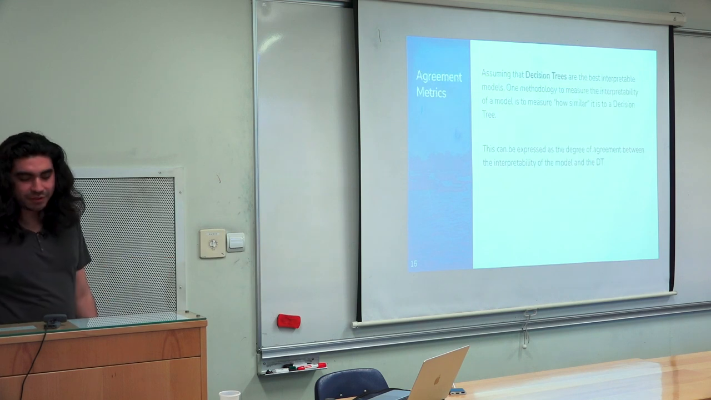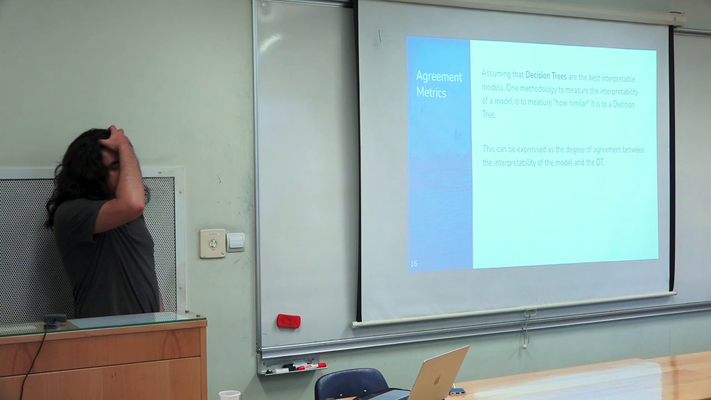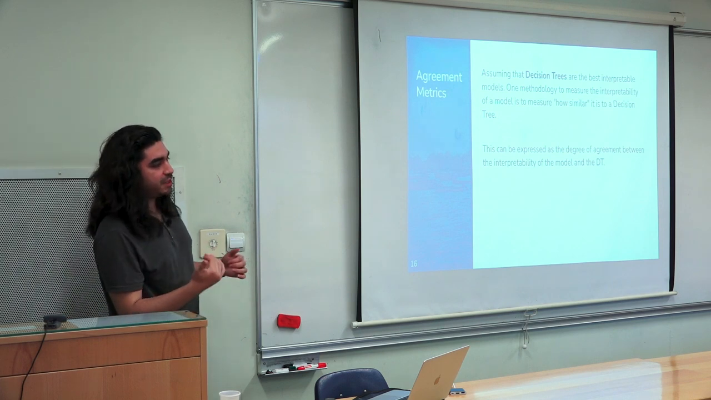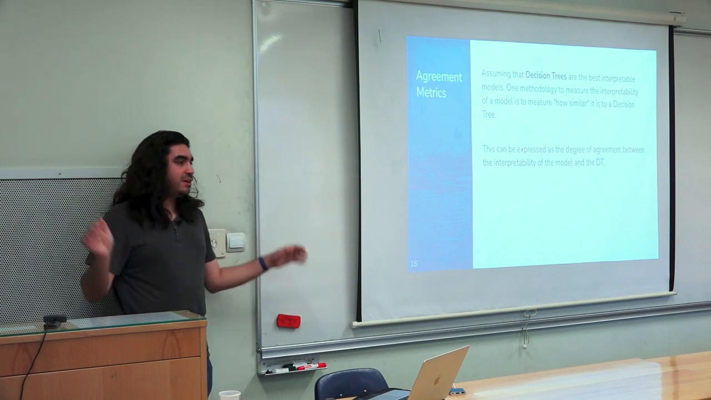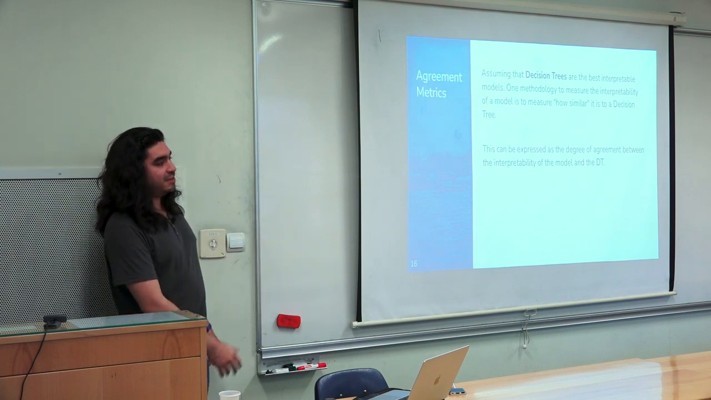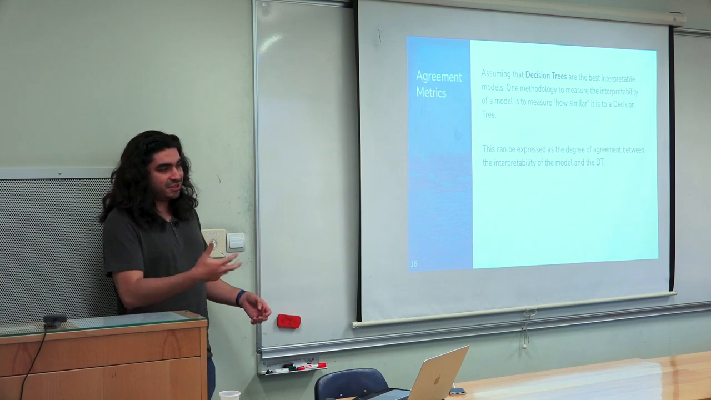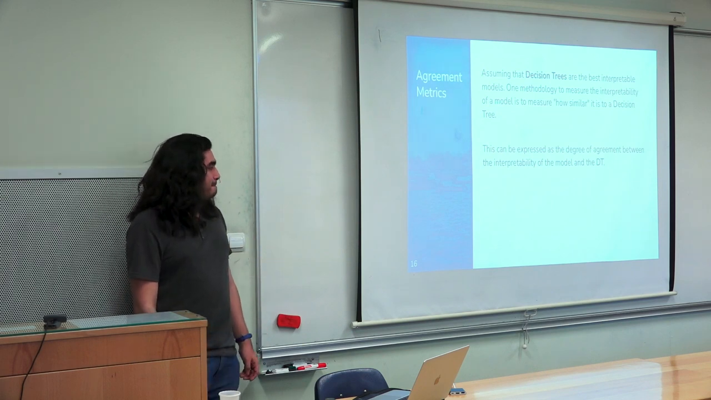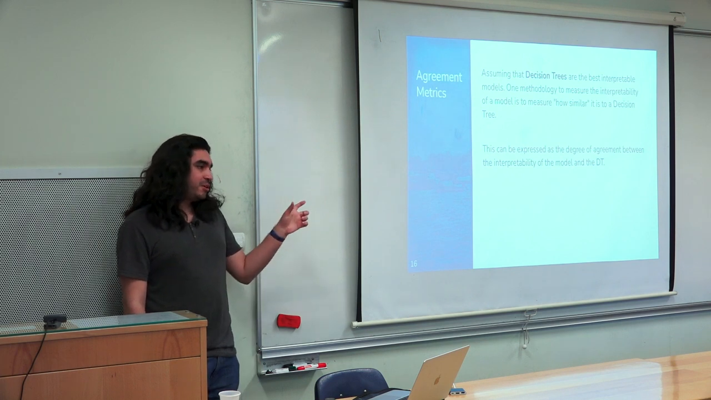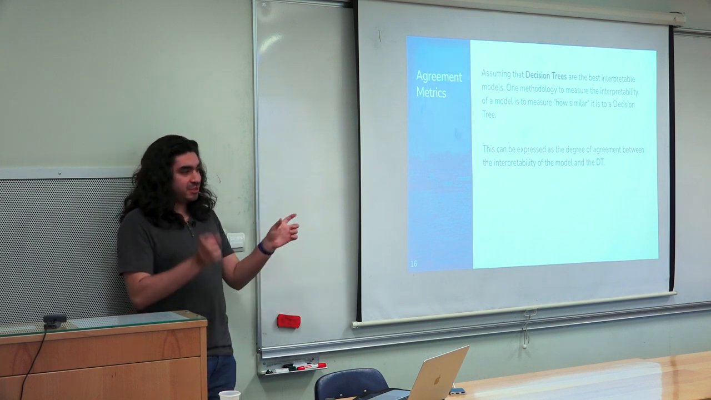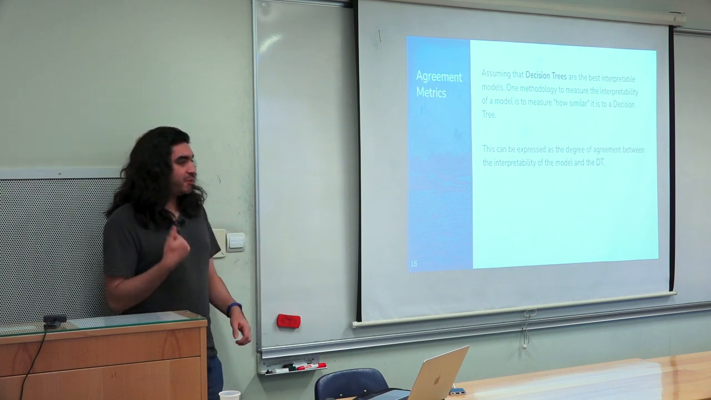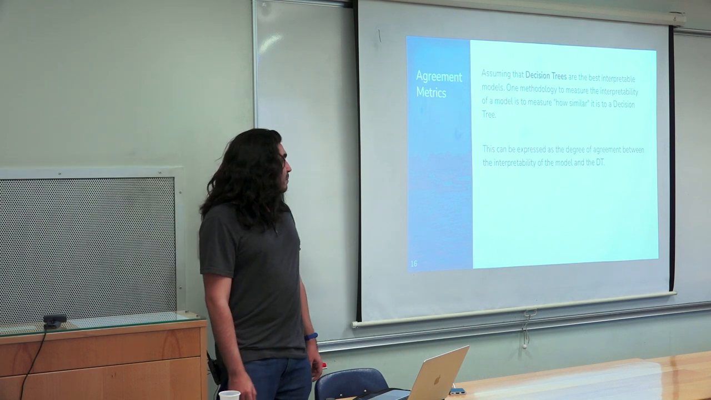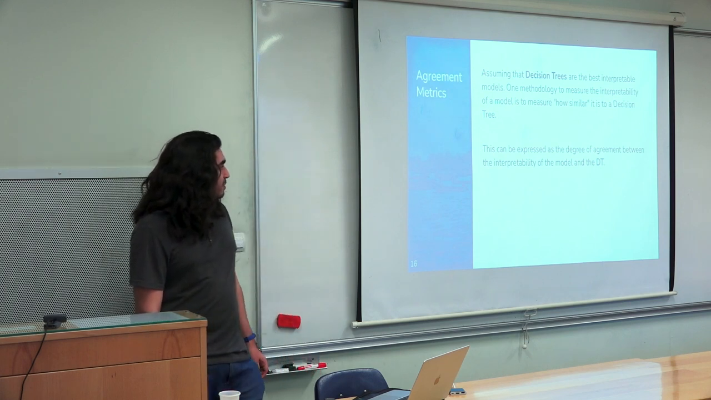And this is the first thing that we can do to evaluate interpretability. If we assume that decision trees are the best interpretable model, and we know that the decision tree procedure always generates the best decision tree, we can compare our model to a decision tree. How similar or how different is my model to a decision tree? And this is the first interpretability metric that we will be reviewing.